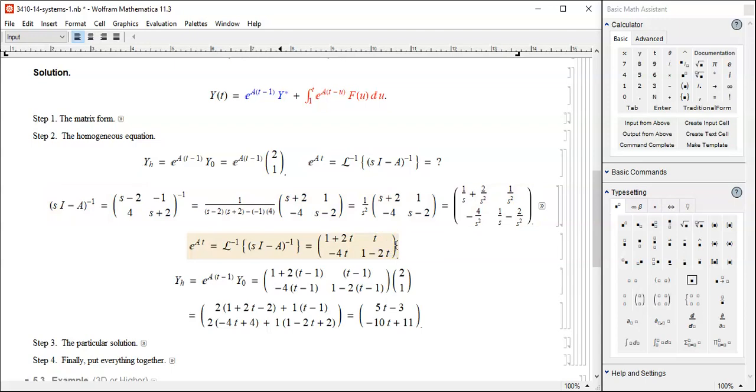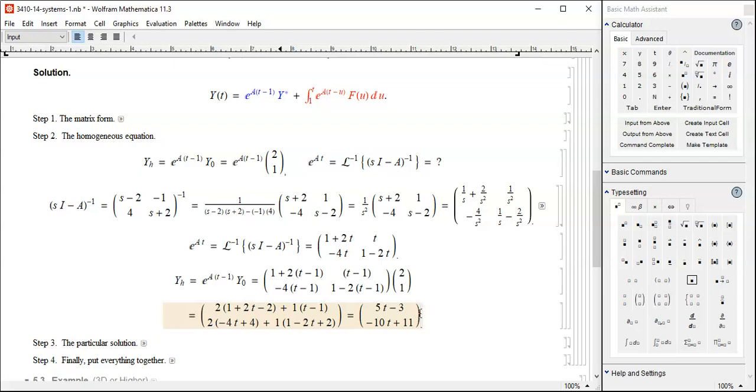And now, from here, mark me, I want e to the A(t minus 1), so I have to substitute each t here in this expression with t minus 1. So this expression here is for e to the At. And this one here, where all the t's are replaced by t minus 1, is e to the A(t minus 1) power. And that times y star, (2, 1), and do your computation. There goes your blue solution, the solution of the homogeneous equation, YH.